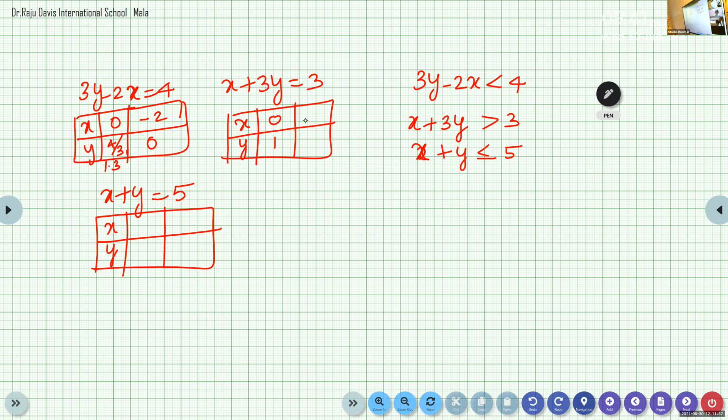When x is 0, y is 5. And when y is 0, x is 5. So when you join these two points, you'll get the next line. Now once again you check whether (0, 0) is satisfying. Yes, isn't it? That means below this line.